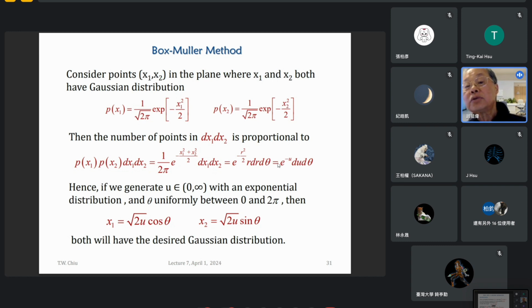The exponential distribution, as I already showed you, can be obtained analytically from a random number with a uniform distribution. And theta is from 0 to 2 pi, so it is also uniform. So I only need to rescale 0 to 1 and multiply by the factor 2 pi. Then I get theta as a uniform distribution from 0 to 2 pi. That means we have generated u with the exponential distribution, and theta uniform between 0 and 2 pi.